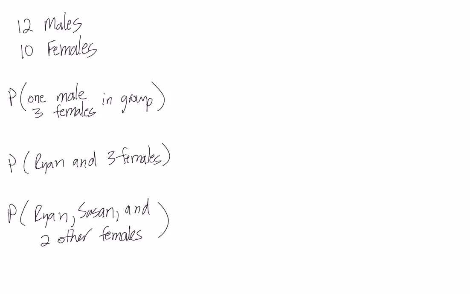And this is going to be the kind of question that would be pretty tough to multiply. Let me just write that down to show you. So 1 male would be 12 out of 22. Then a female would be 10 out of 21. Then another female would be 9 out of 20. And then another female would be 8 out of 19.